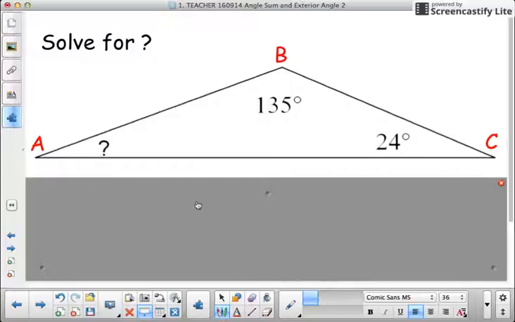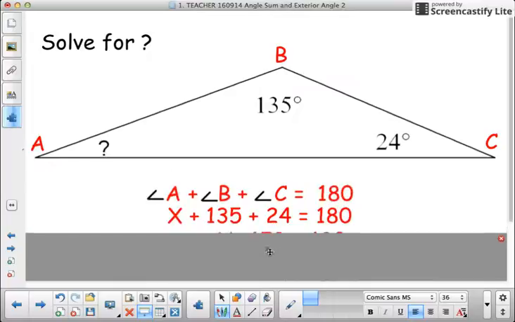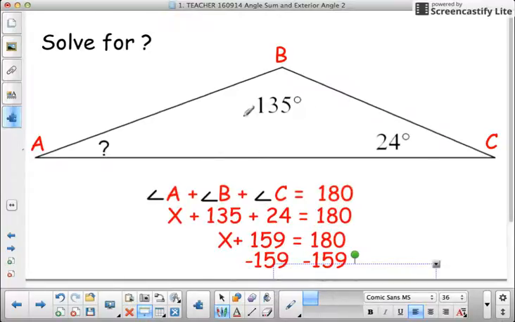So on this next example, I want you to try it. Pause your video. See if you can solve it. Hopefully what you found out is that, again, I can label this in any way I want to. A could be here. It could have been where I put B. It could have been where I put C. It doesn't matter. But what I do know always is that angle A plus angle B plus angle C will always equal 180 degrees. So in my situation, A was X, or this question mark, and I knew B was 135, and I knew C was 24. So I said X plus 135 plus 24 equals 180.